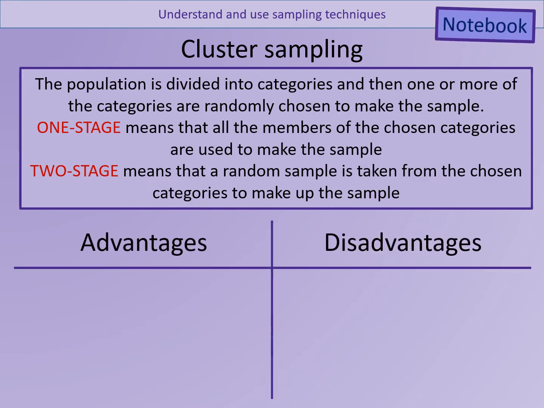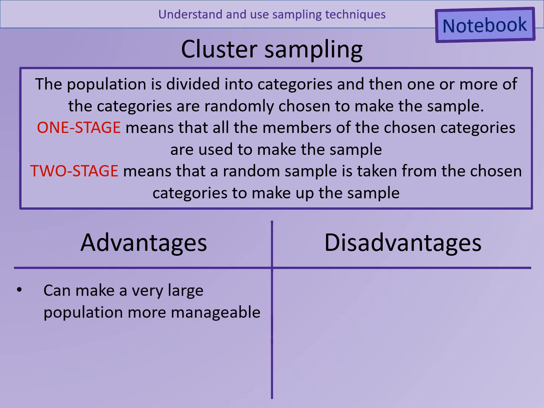And then within cluster sampling, there are 2 methods. One is called one-stage cluster sampling, which is once we've decided on those chosen categories, we use all of the people within the category. Or we have 2-stage cluster sampling, which is once we have chosen which categories we are choosing, we then take a random sample from those chosen categories.